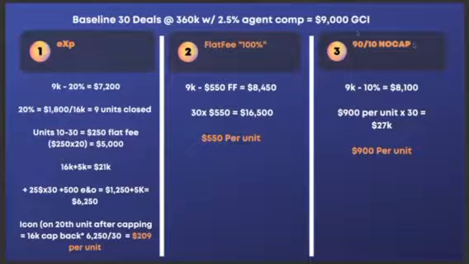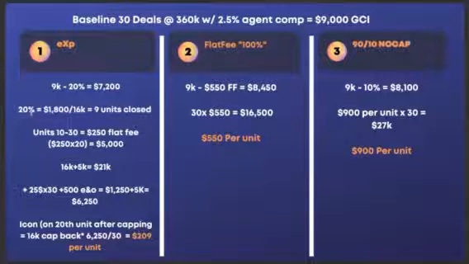We're going to start with a baseline of 30 transactions at an average price point of $360,000 with a 2.5% agent compensation, equaling a $9,000 GCI. So first, we're going to start with eXp. We're going to take that 9,000 GCI and subtract our split, which is 20%. That's going to leave us with a net of $7,200.